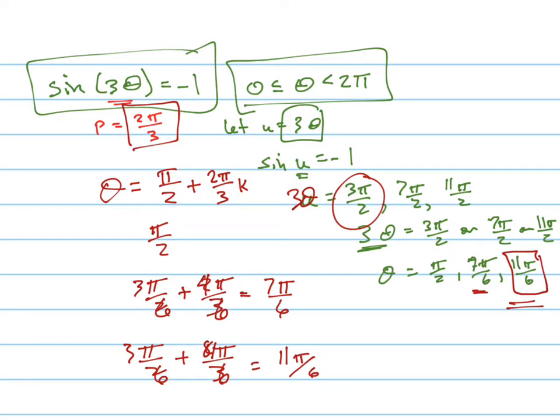Either way will work, but that's how you solve when the argument of your trig function is a double or triple or even a quadruple angle. Here's how I like to tell people: that number there usually tells you how many times you have to go around the circle. So usually you're going to have 3 times as many solutions as you would have had. Not always, but usually.